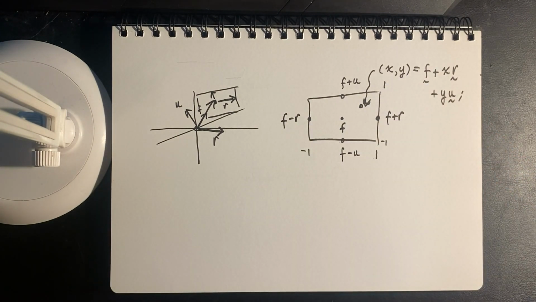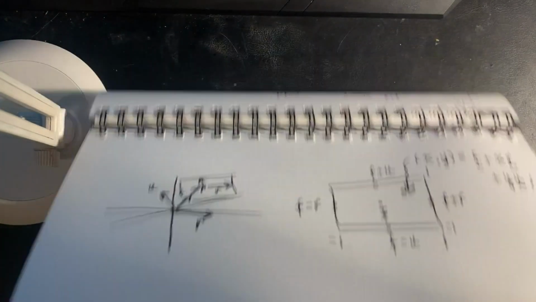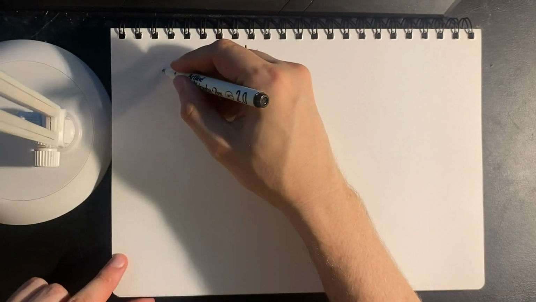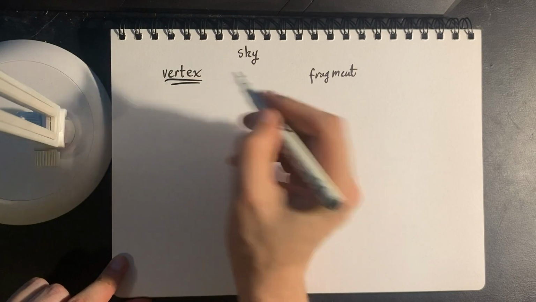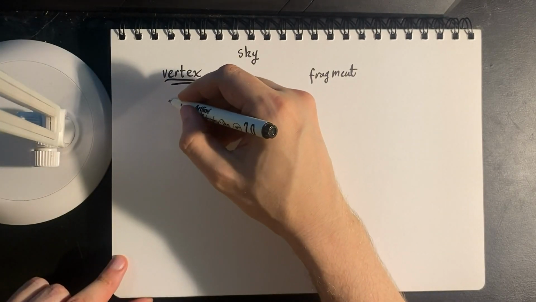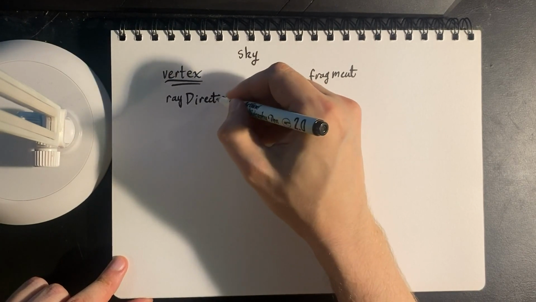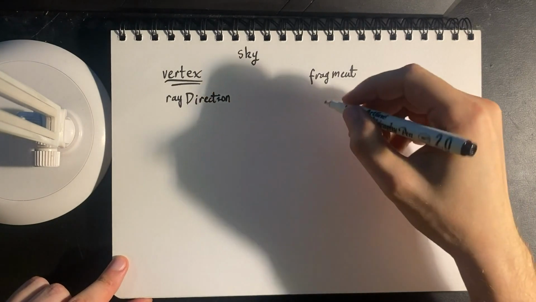And then I pass that along to the fragment shader. Okay, so here is an overview of what I'm going to call my sky shader. The sky shader will have two modules. What we want to do in the vertex module is calculate the ray direction, so the direction that's passing from the origin through that point on the screen.